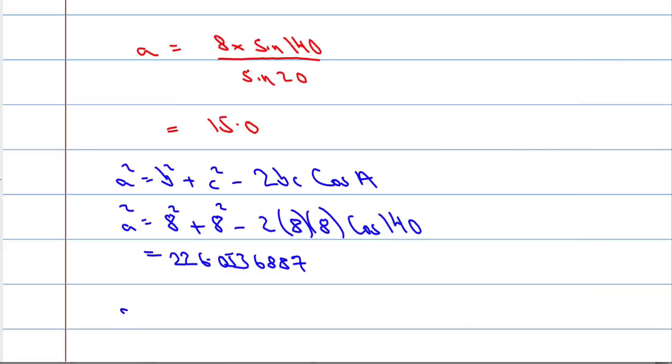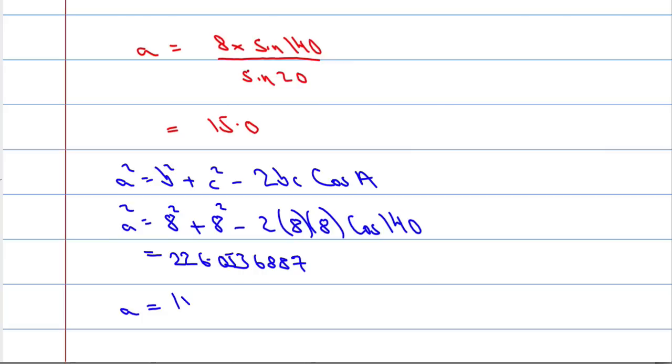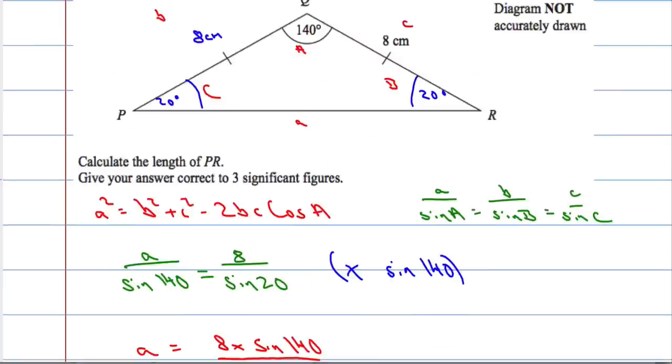Which means A is going to be the square root of all of this. So let the calculator do the hard work again. Square root of my answer equals 15.035 and so on. To 3 sig fig is 15.0 as well. So you can see two different ways of doing the same question and we get the exact same answer.